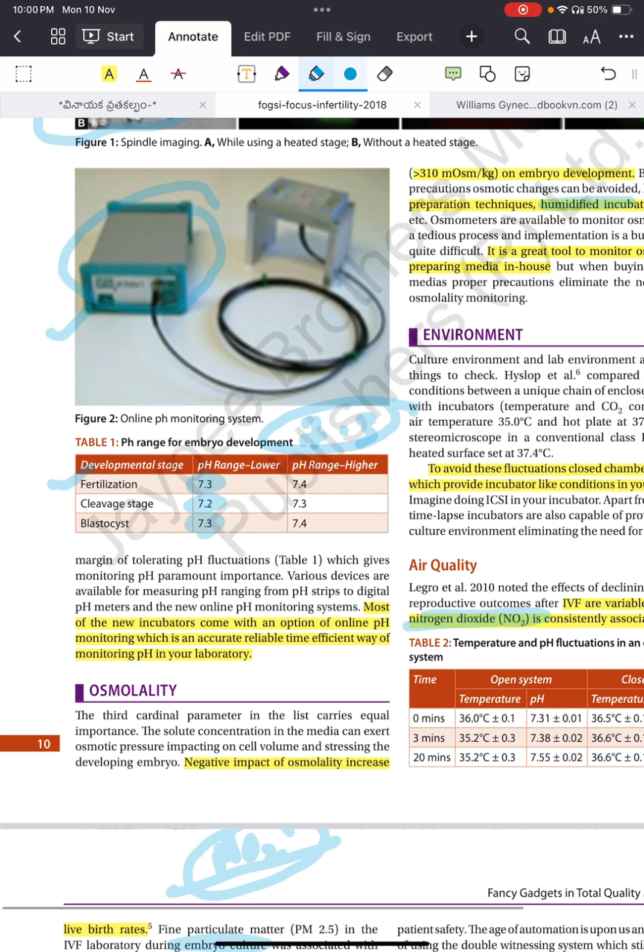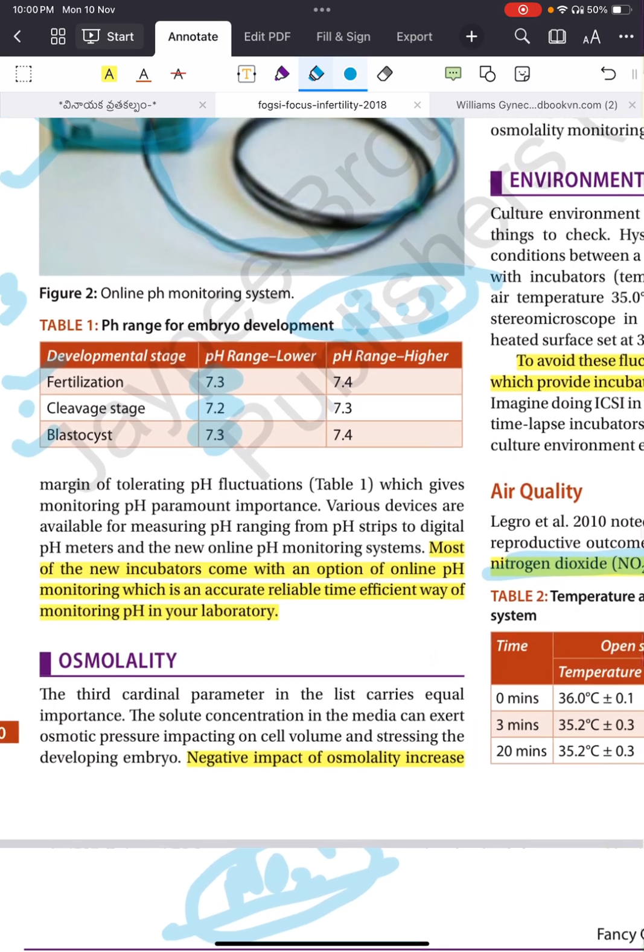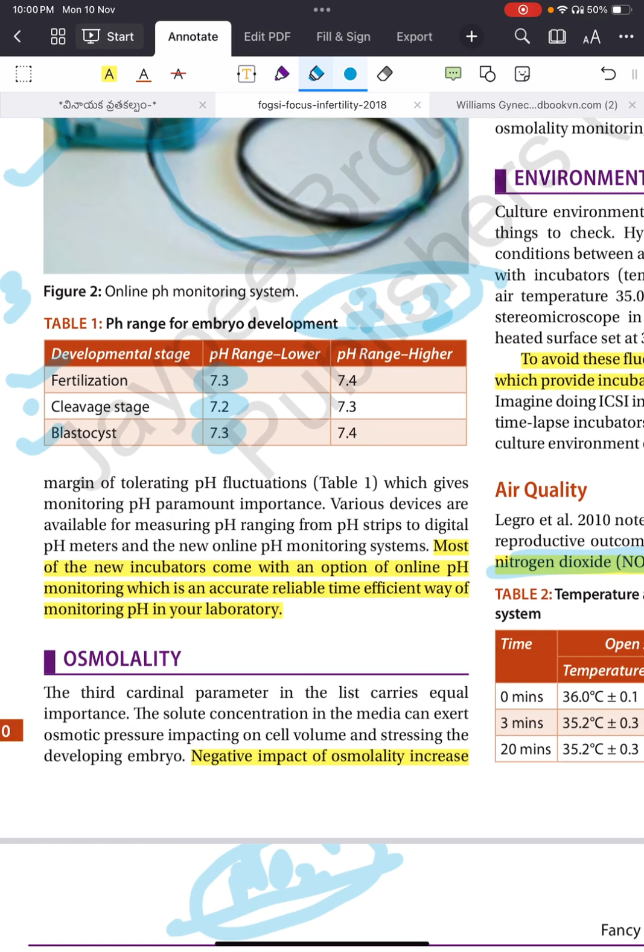Sometimes they'll give this image with a box and one more box, which indicates the pH. pH should be maintained nearly at 7.3. For fertilization, it is 7.3. For blastocyst, it is 7.3. Only for cleavage, it is 7.2. So that range should be maintained. Nowadays there are good, new incubators with the option of online pH monitoring, which gives an accurate, reliable, time-efficient way of monitoring the pH.